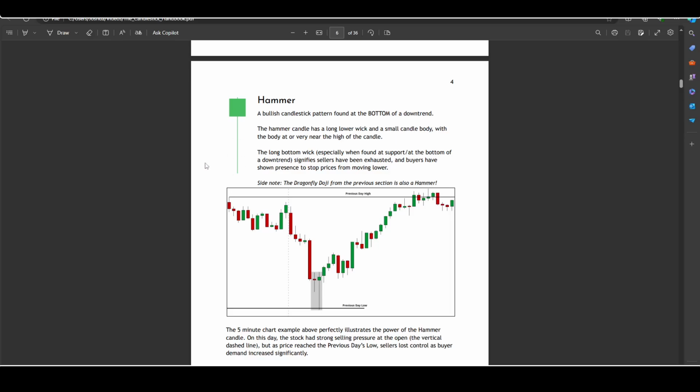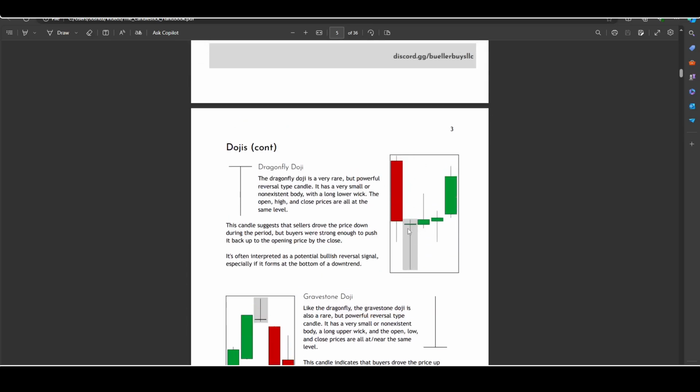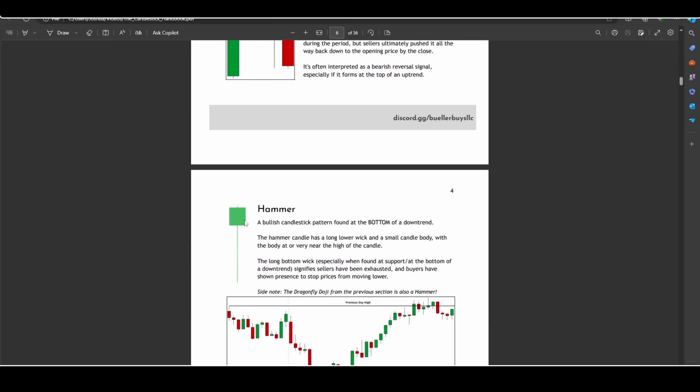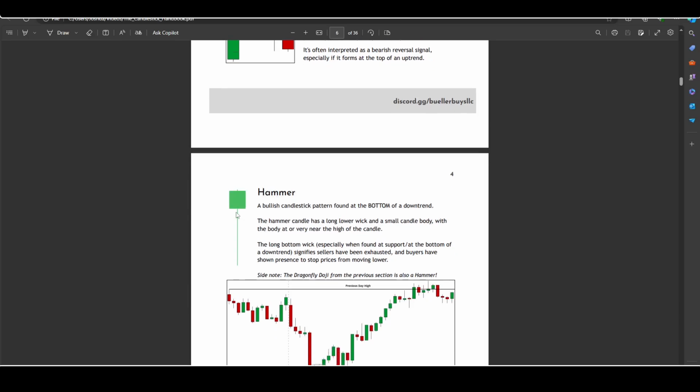So just kind of cool to think about. But the long bottom wick, especially when found at support or at the bottom of a downtrend, signifies sellers have been exhausted, because of course they've had to push down, and then buyers were able to take it back up, and not just close positive like we see on the bullish doji here, where they push up and just barely get back up there again. This actually gives them a lot higher of a close. They have more of a meteor close there. So that's what I like about it the most.